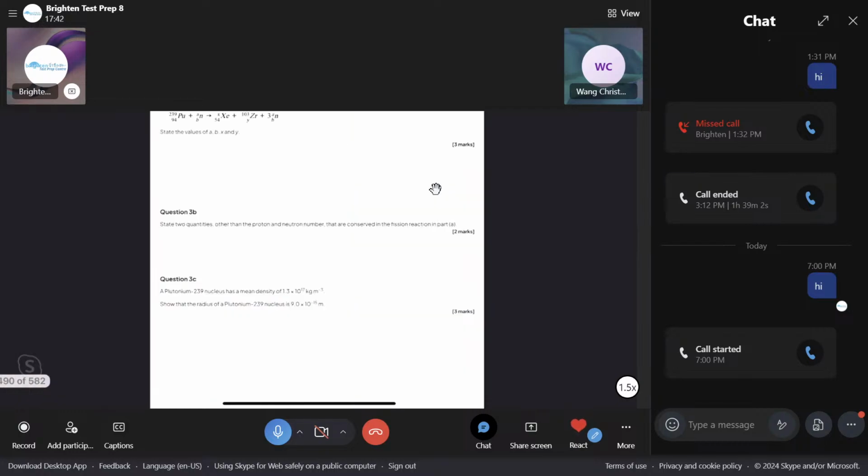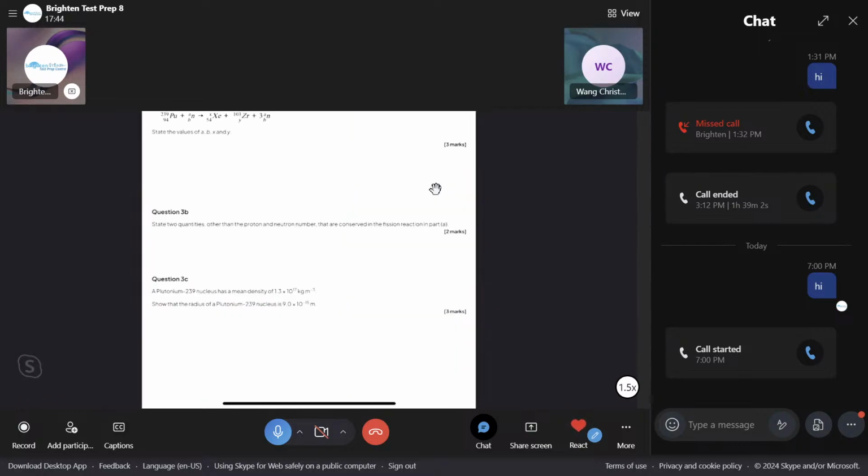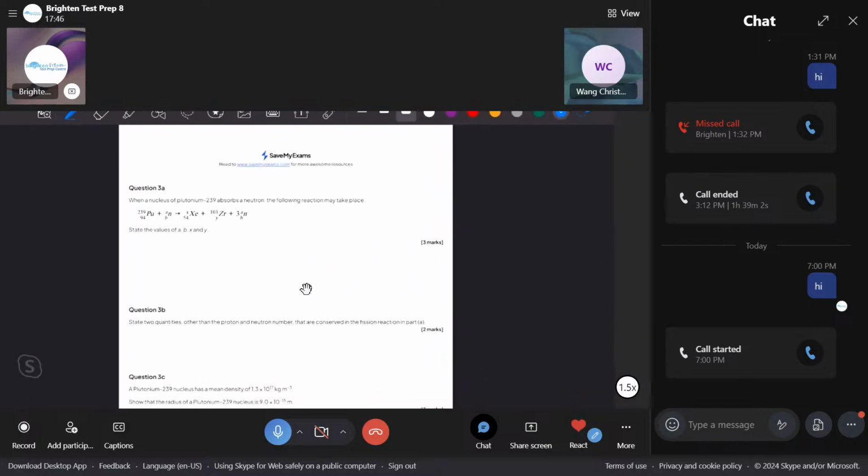Question 3A. So it's a very typical one. We have plutonium 239 absorbing a neutron, and then the following reaction may take place. Now we want to know the values of A, B, X, and Y. In other words, just rewrite the equation.